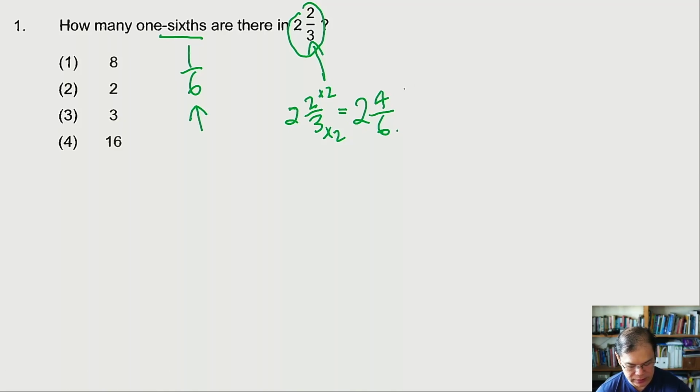So in this case, I need to change the mixed number into an improper fraction. Right, so 2 wholes, there are already 12 6s. 12 plus 4 another, so it becomes 16. So how many 6s are there in 2 wholes and 2/3? That's actually 16. So the answer is 4.